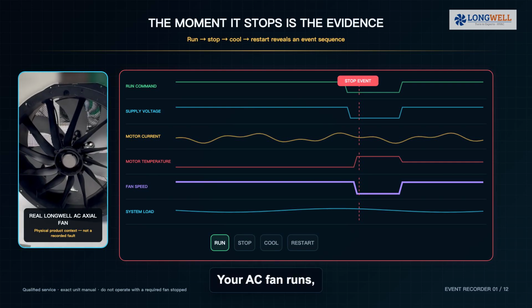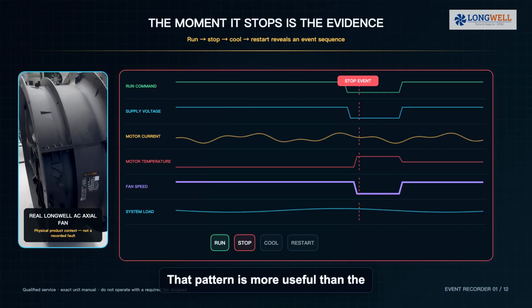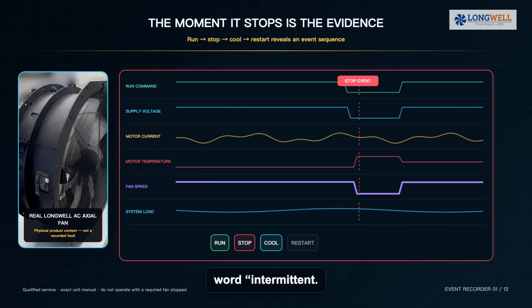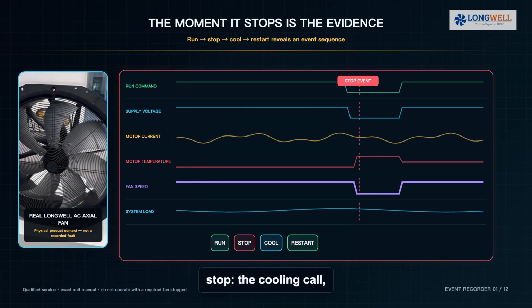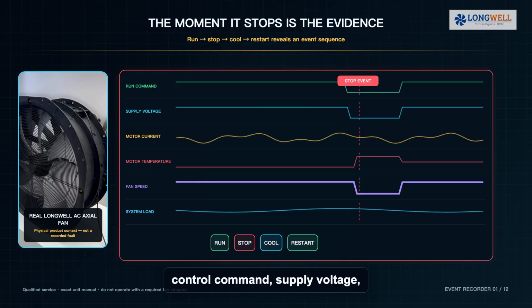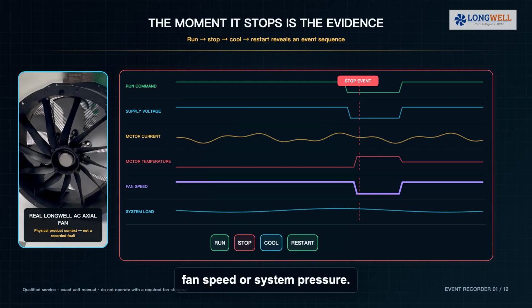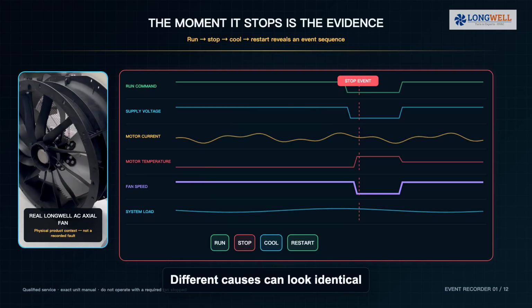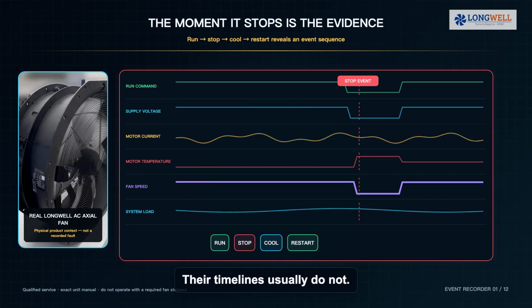Your AC fan runs, stops, cools down and starts again. That pattern is more useful than the word intermittent. Record what changes first at the exact stop: the cooling call, control command, supply voltage, motor current, motor temperature, fan speed or system pressure. Different causes can look identical after everything has stopped. Their timelines usually do not.